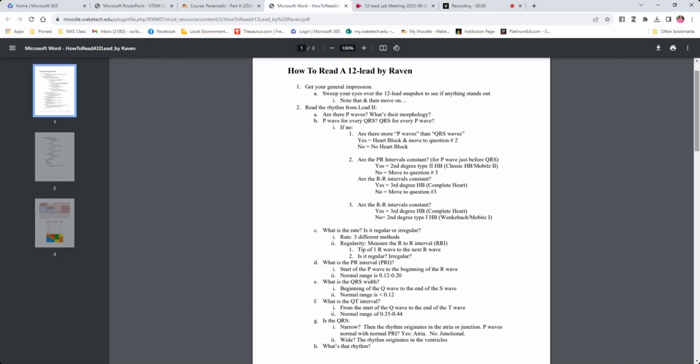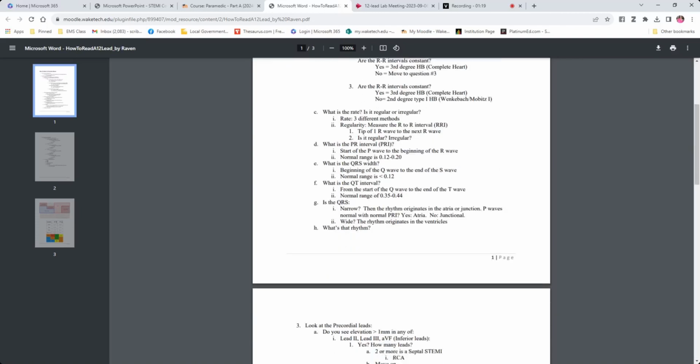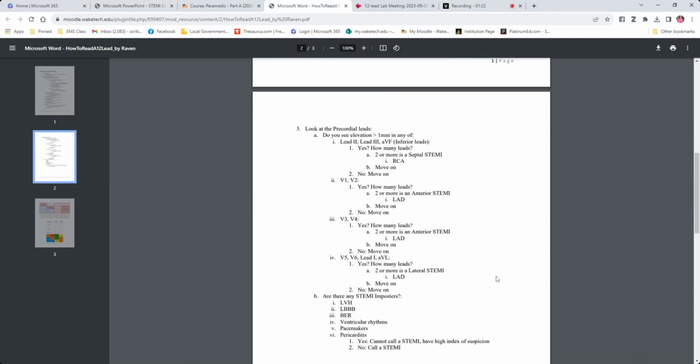How you read a 12 lead is you get your general impression. You look at the 12 lead snapshot and you're like, okay, this looks bad, or okay, I don't really see anything. Let me read it. Then you read the rhythm from lead two. You go through this entire process, you find whether there's a heart block or not, and then you read at the bottom here, what's the rhythm. Then you move on to your precordial leads. Your precordial leads are going to show you where the STEMI is, or where the STEMI imposter is, or whether there isn't anything. You're going to read it the same every single time.